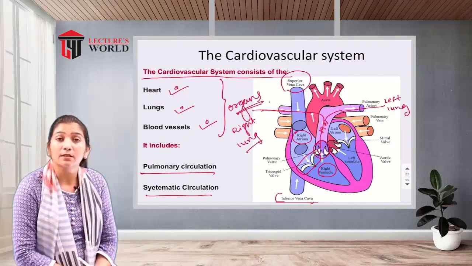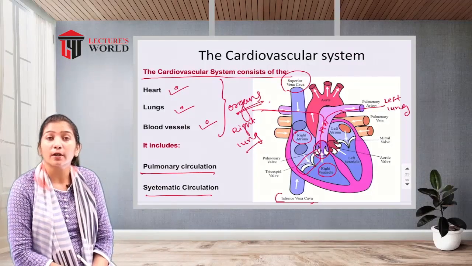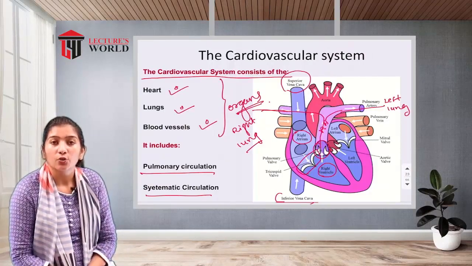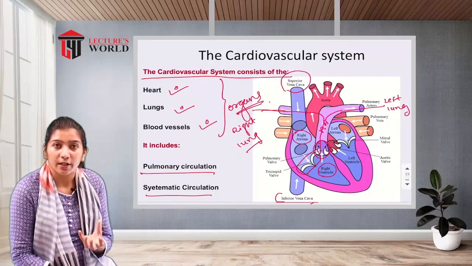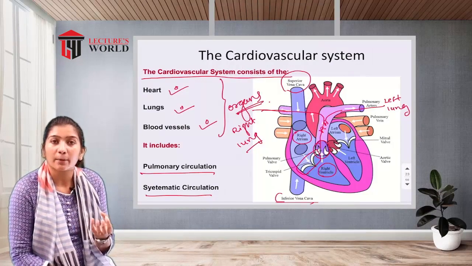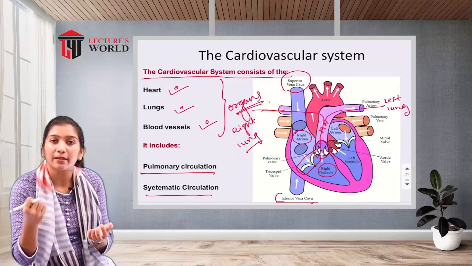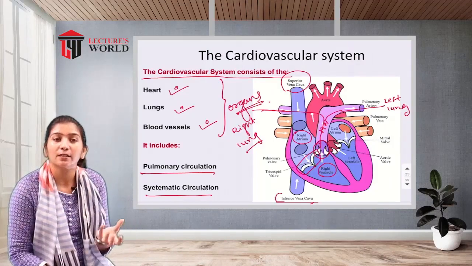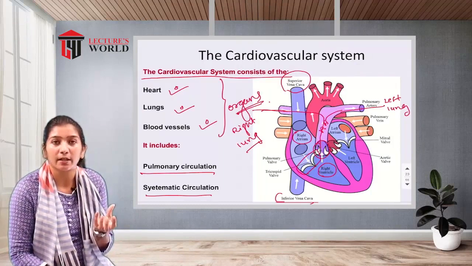Now what happens in the lungs? The function of the lung is transfer of O2 and CO2. So the blood is deoxygenated, it has carbon dioxide. So in the lungs what happens? Carbon dioxide is taken by the lungs and oxygen goes into the blood. So that makes the oxygenated blood in the lungs.